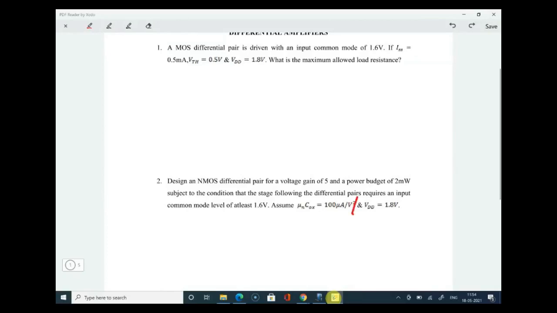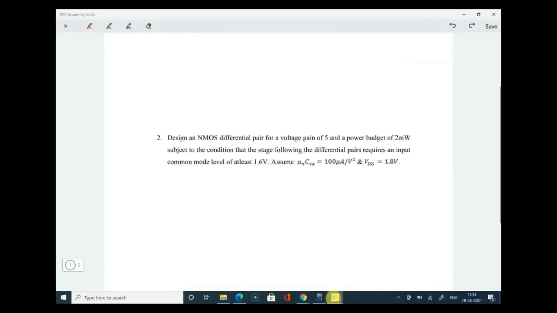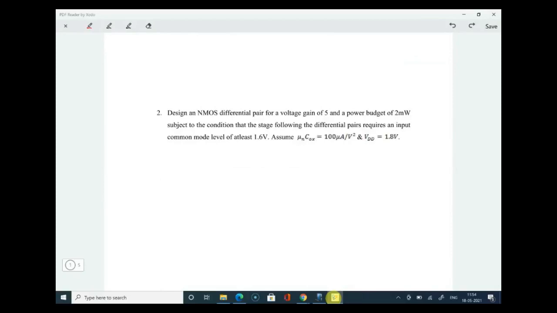So let us see the next, second question. What is the second question? Who will help me to read the second question? Any volunteers?